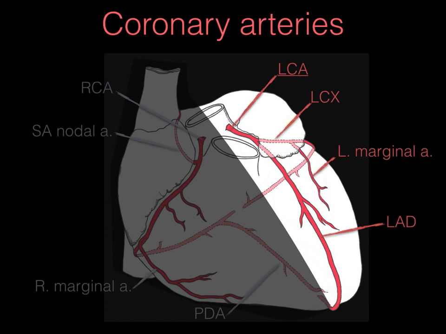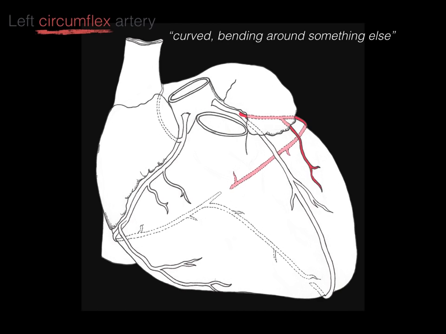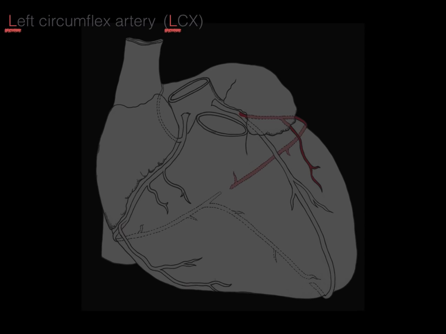All right, so now we've got the LCX, left circumflex artery, and the left marginal, its branch. So there's the left circumflex artery highlighted in red. Left because it comes from the left coronary artery, and it's also the left side of the heart. Circumflex because the word circumflex means curved, bending around something else. So watch this. Left circumflex goes around the coronary sulcus and all the way on the back side, curved and bending. L for left, C for circumflex, as well as X for circumflex.